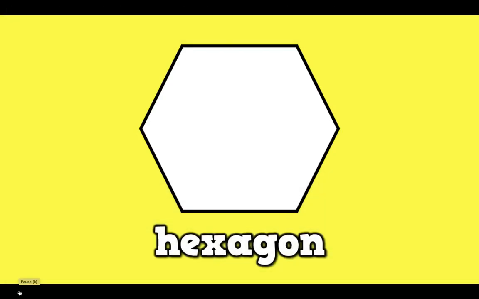A hexagon has 6 straight sides. 1, 2, 3, 4, 5, 6. A hexagon also has 6 vertices. 1, 2, 3, 4, 5, 6. That's what makes a hexagon special. Let's see what shape is next.